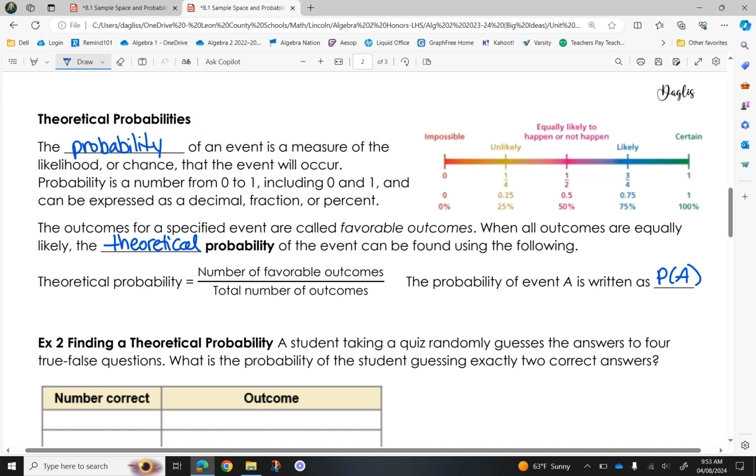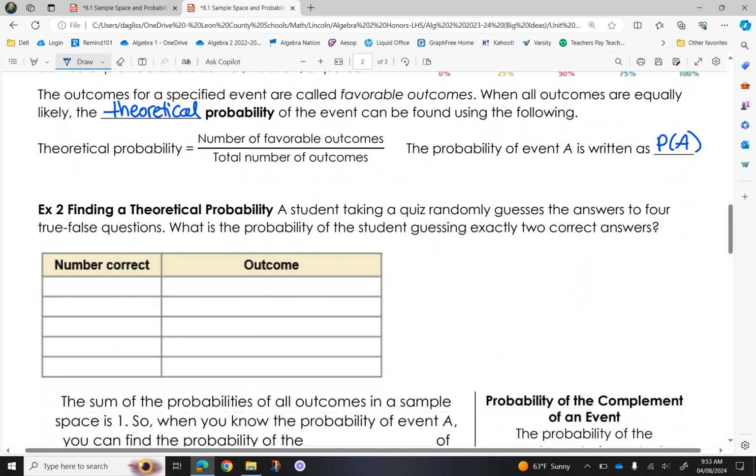Okay, so theoretical is theoretically this should happen. Okay, this is how our brain works. If I say, hey, what's the probability of flipping a coin and getting heads? 50. Your first thing is 50-50, right? Is that what's actually going to happen if you flip the coin? If you flip it 10 times, are you guaranteed 5 heads, 5 tails? No. But theoretically, that is what should happen because they're equally likely to occur. All right? That's the first kind of probability we're going to look at.